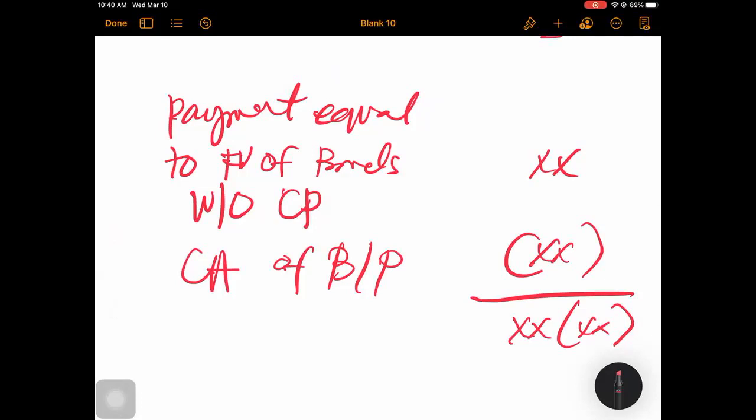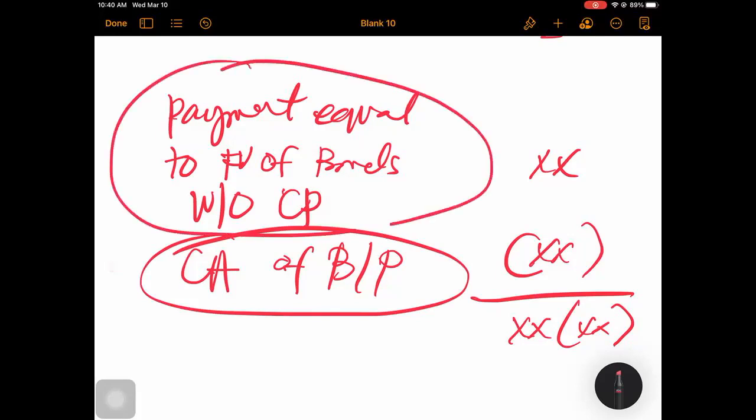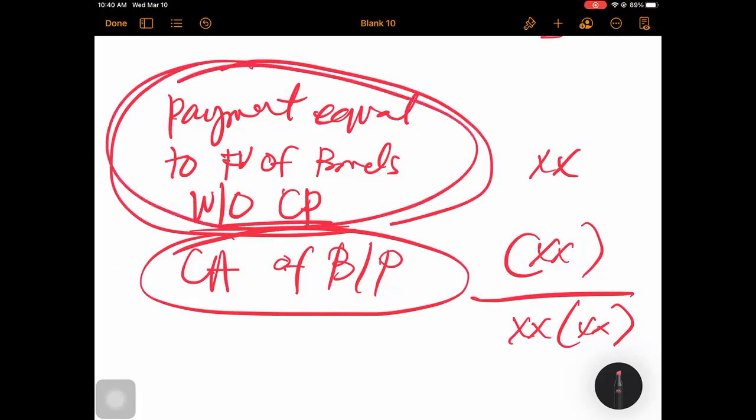So again, since the bonds are paid before their maturity, we need to update the carrying amount at the time of payment before the maturity date. Question: how much should we pay? What is the market value of what we pay? It is payment equal to the fair value or market value of the bonds considering without the conversion privilege, because it's a compound instrument. Since we are computing for the liability that we paid, we use the amount specific to the liability only.